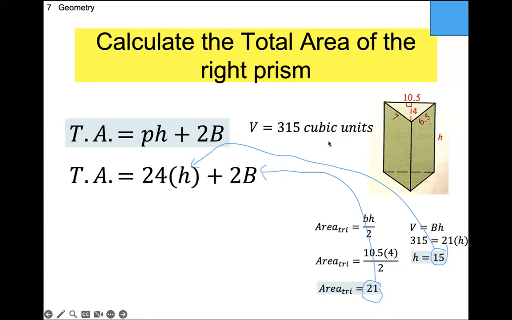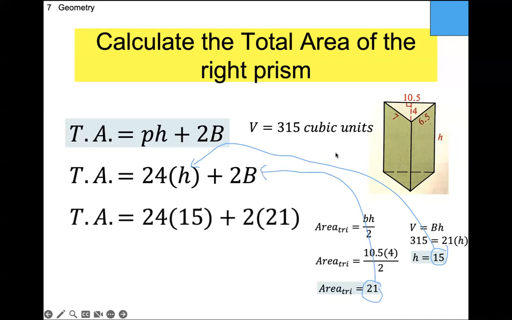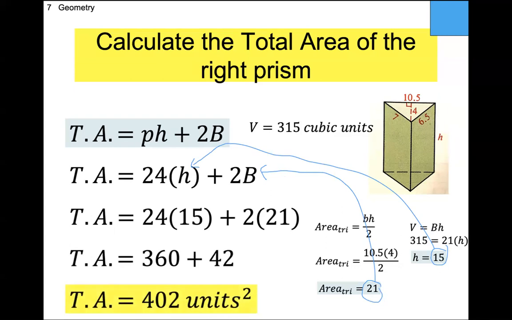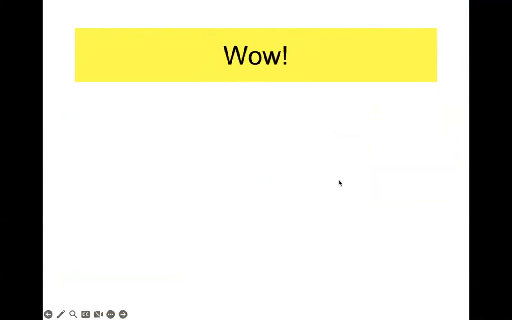Okay, so now it's just a calculator drill. You can do that one pretty simple. 24 times 15, add that 2 times 21, and you're done. And remember, we're doing total area, so it will be measured in square units. In this case, no values are listed for my units, so I just put square units. That seems like a lot of work, and it is a lot of work. All right, so wow, indeed.